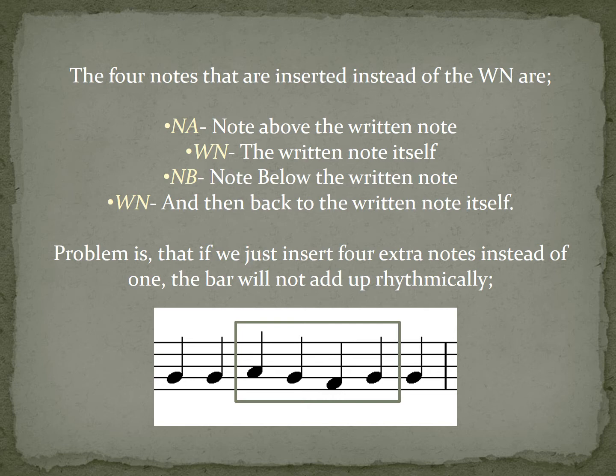Now the problem is, if we just insert those 4 extra notes like we've done here instead of 1, the bar won't add up rhythmically. So in this particular case, it's a bar of 4/4. If we add another 3 crotchet beats, we're going to basically end up with 7/4, which we don't want to happen. So we're going to have to do something with these 4 notes that we've just inserted.